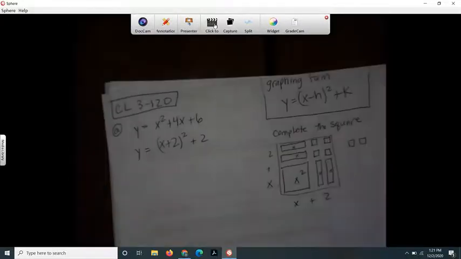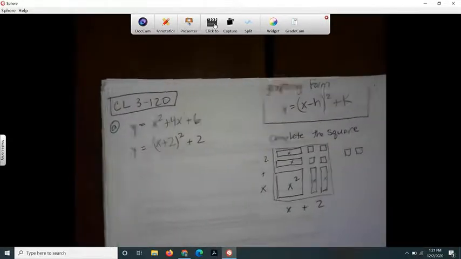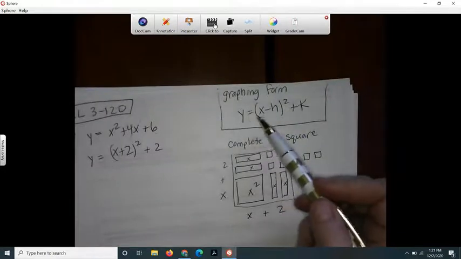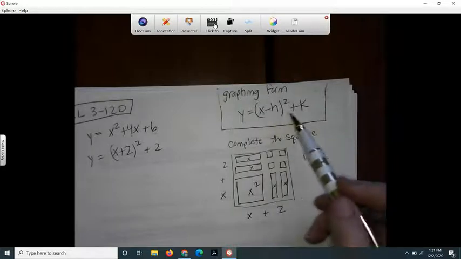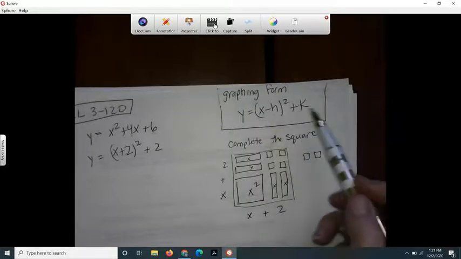So the first one's a parabola. So graphing form of a parabola is y equals x minus h squared plus k. And remember, h is the horizontal shift and k is the vertical shift.